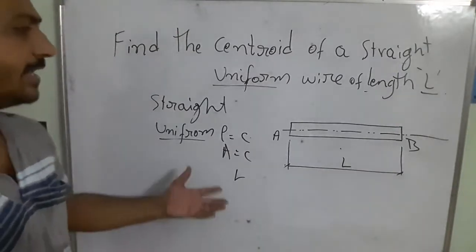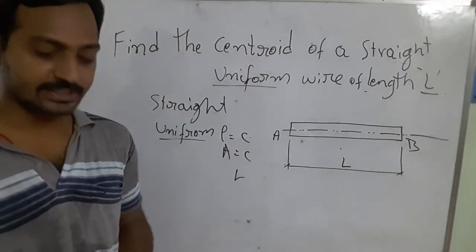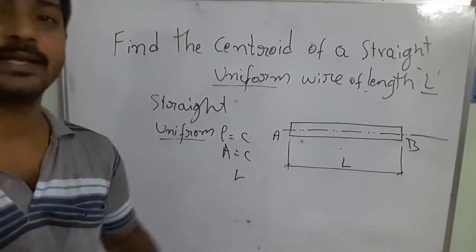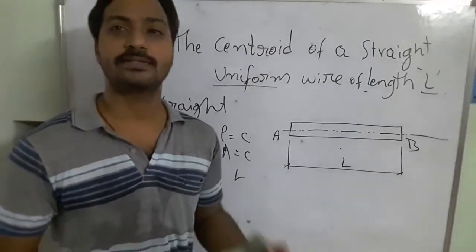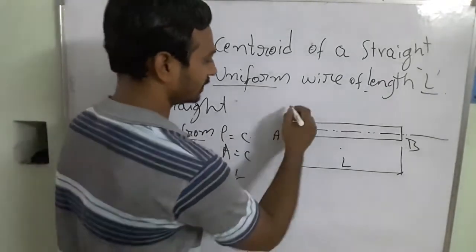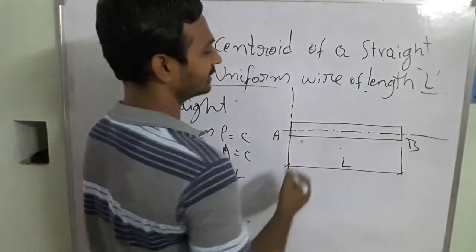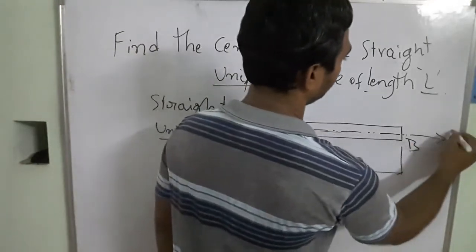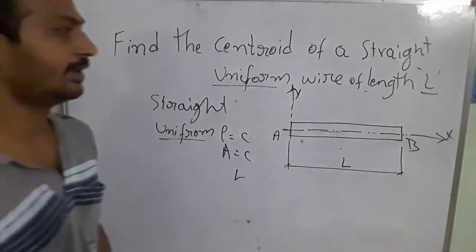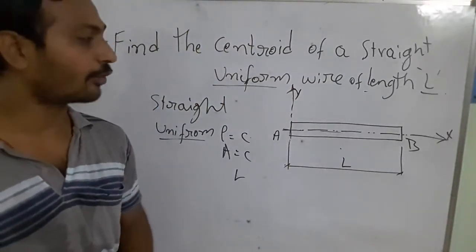Now what is the next step we can do? We are going to divide it into a number of segments. Before that, we take the coordinate system, the different points we need to find the centroid. For this one I take these directions: this is x, and this is y, for the distances.